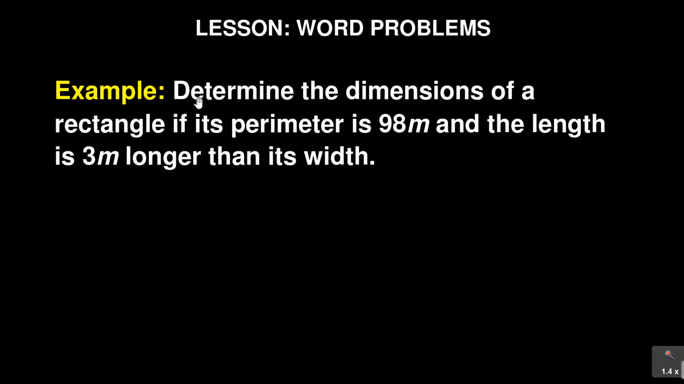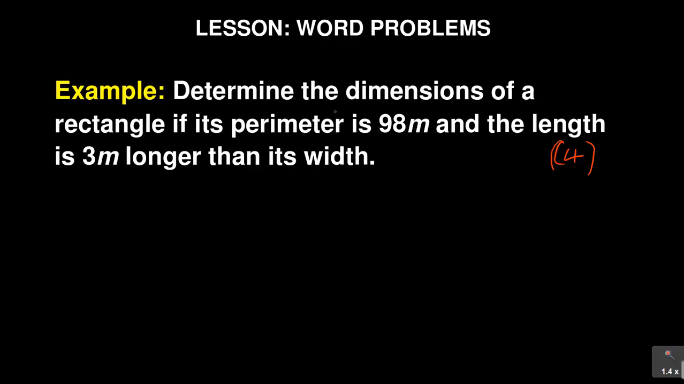It says you need to determine the dimensions of a rectangle if its perimeter is 98 meters and the length is 3 meters longer than its width. This question is for Mathematics N2, and I think I took it from an April or November 2018 paper, and it was 4 marks. So now, how do you approach such a question?